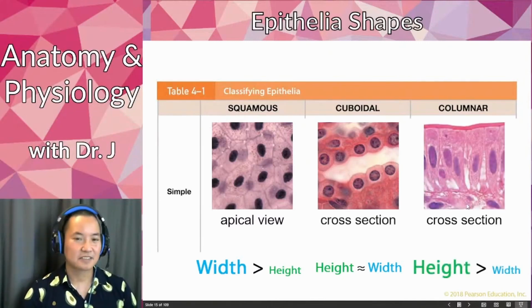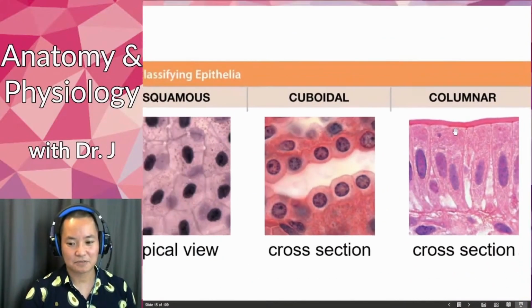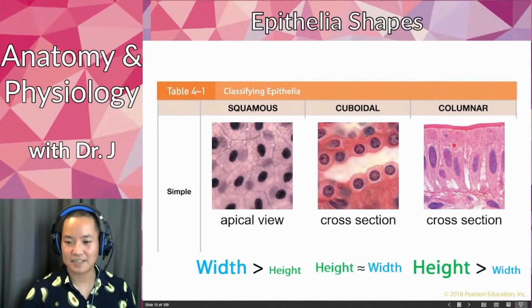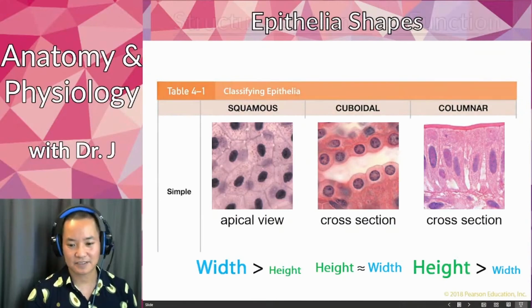And columnar, this is pretty obvious right here. Notice that from this basement membrane over here, we have a very tall height going from apex to base, and compared to this height, individually these have a pretty short width. So that's the basic differences between squamous, cuboidal, and columnar.